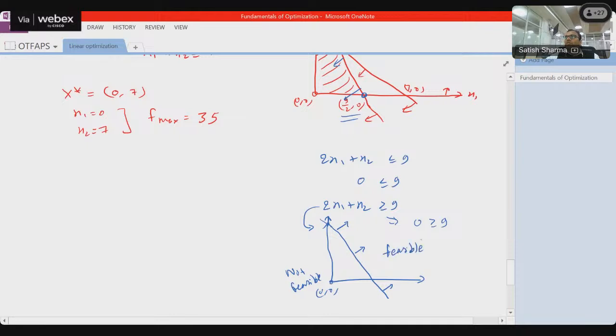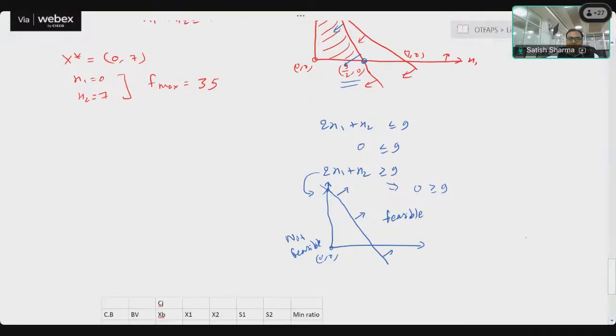And this side is feasible. So by putting the origin or any point, sometimes these lines pass through the origin. In that case, you can put any point on either side. If it satisfies the condition, the arrows will be on that point's side. If it does not satisfy the condition, the arrows will be on the other side. So this is how you can identify the feasible region in a particular problem.